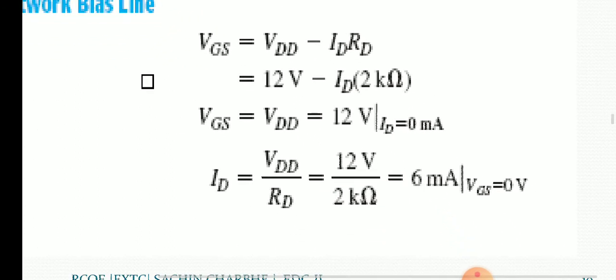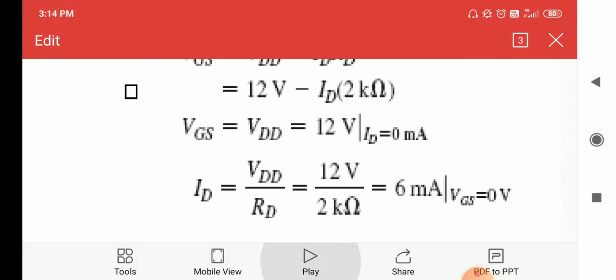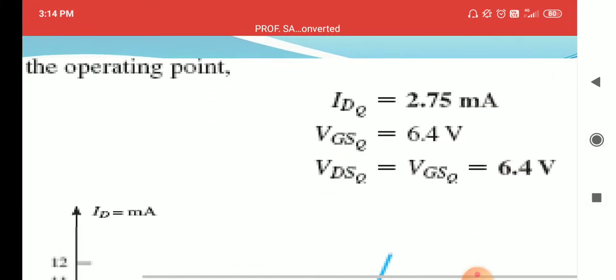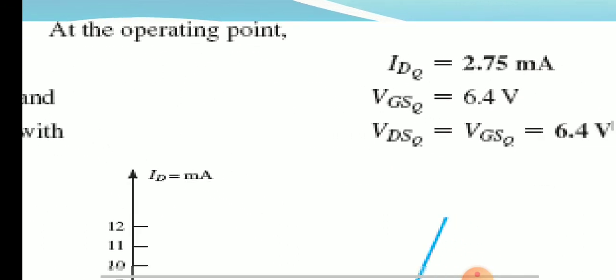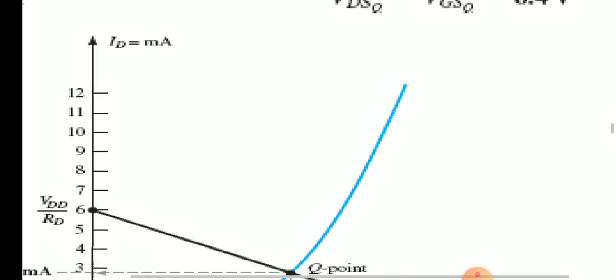For the network bias, we can calculate the value of VGS using KVL: VDD minus ID RD. So VGS equals VDD, that is 12 volt, at ID equals 0 milliampere. We will get the value of ID equals VDD by RD, 12 volt by 2 kilo ohm, equals 6 milliampere when VGS is 0 volt. Using this equation, the operating point IDQ is 2.75 milliampere and VGSQ is 6.4 volt.